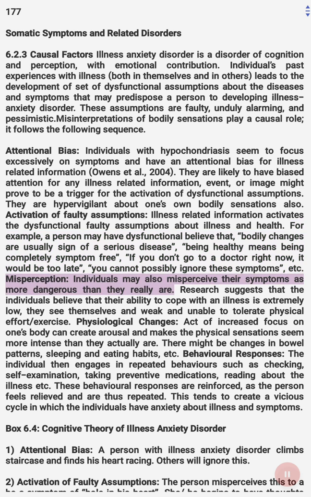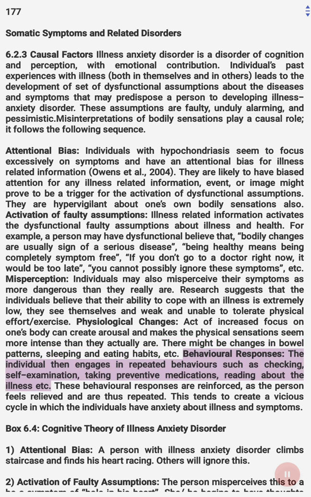Misperception. Individuals may also misperceive their symptoms as more dangerous than they really are. Research suggests that individuals believe their ability to cope with an illness is extremely low. They see themselves as weak and unable to tolerate physical effort and exercise. Physiological changes. Actively increased focus on one's body can create arousal and make the physical sensations seem more intense than they actually are. There might be changes in bowel patterns, sleeping and eating habits, etc.